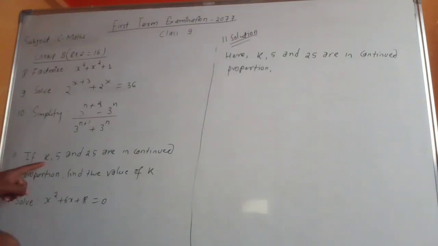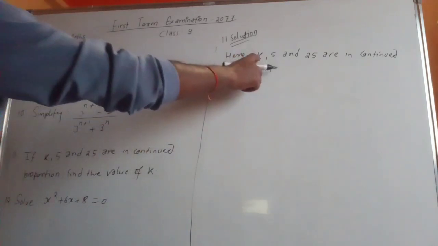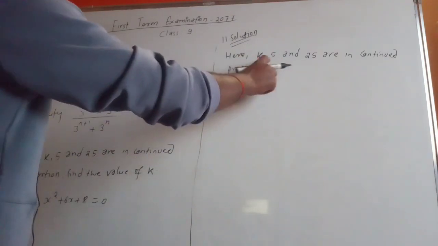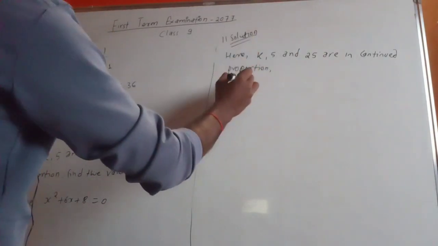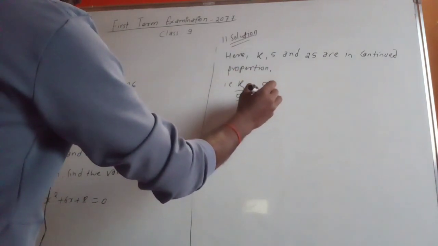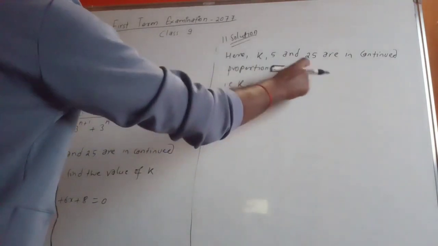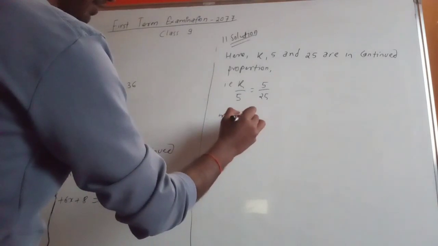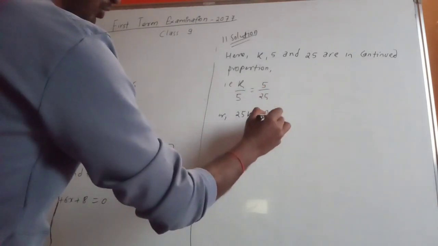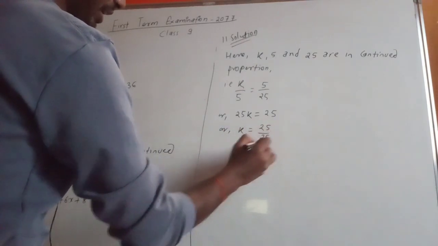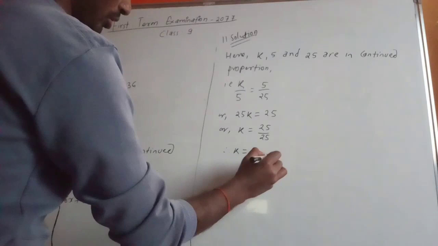Question number 11. If k, 5 and 25 are in continued proportion, find the value of k. K, 5 and 25 are in continued proportion, means the ratio between the first two numbers and the last two numbers is equal. Now we can write k by 5 equals 5 by 25. By cross multiplication, 25 times k is 5 times 5, or k equals 25 divided by 25. Therefore the value of k is 1.